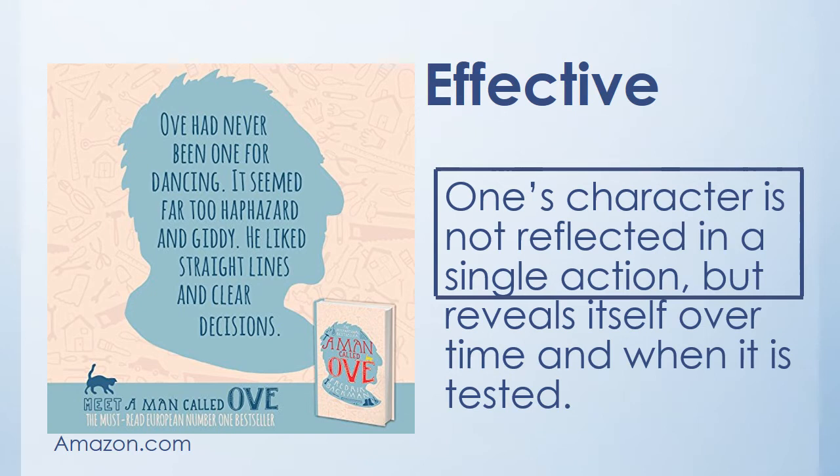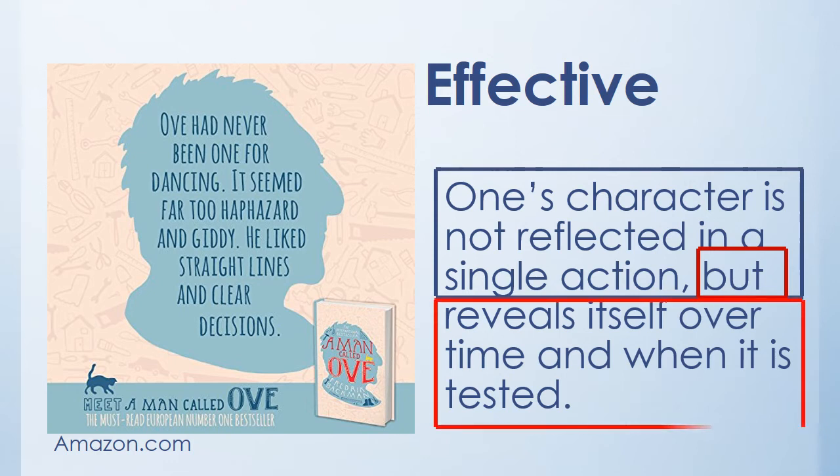The claim has to be an argument. It should not be a statement of fact. It needs to be something that we can debate and discuss and that you will defend within your paper. So my claim is one's character is not reflected in a single action, and then the warrant is preceded by a conjunction typically. In this case I use the word but: reveals itself over time and when it is tested. So that's the warrant. That's the justification for the first statement.